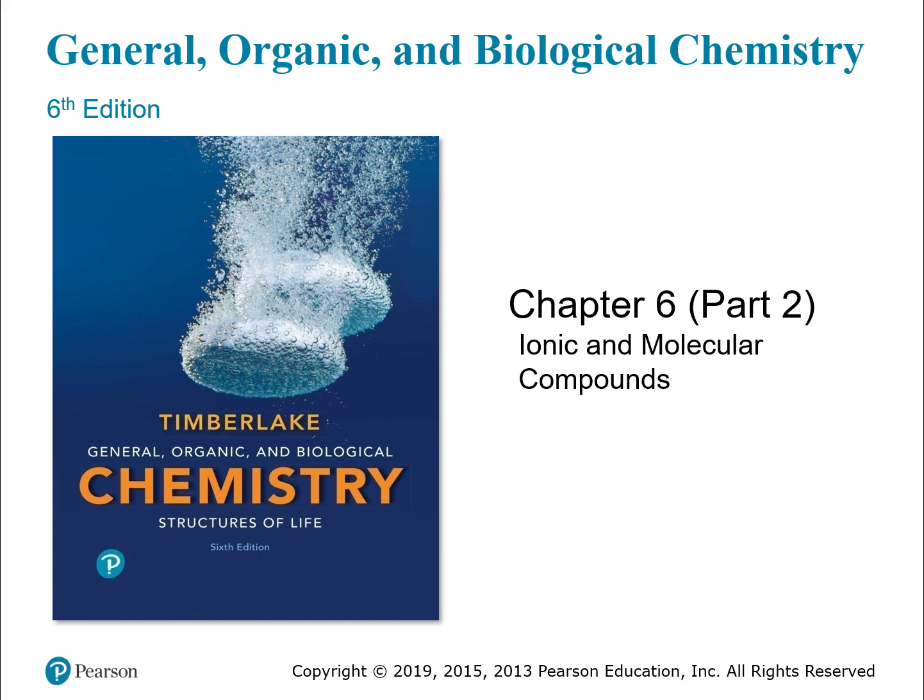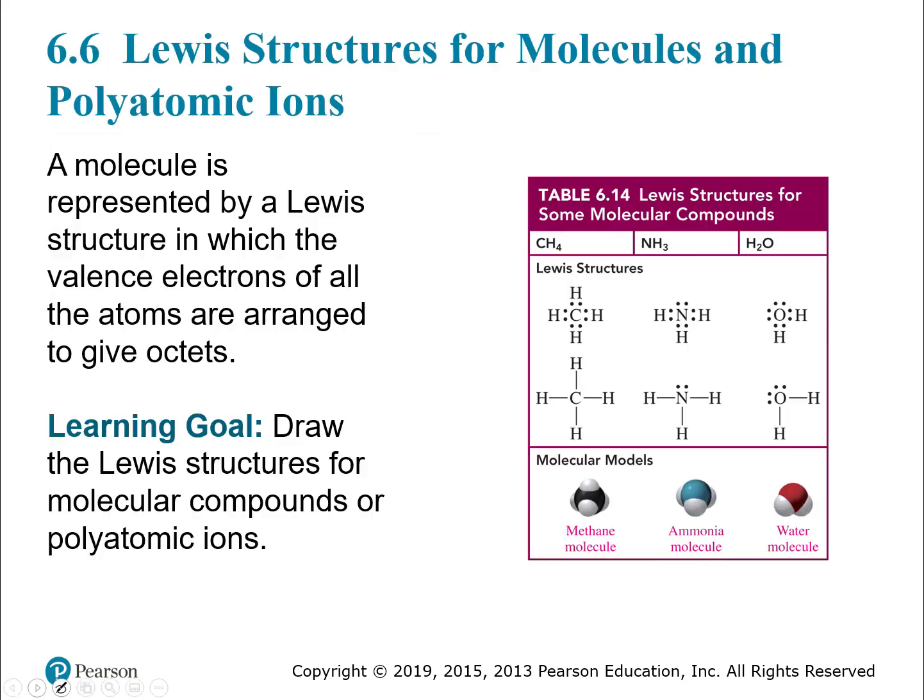In this part of Chapter 6, we're going to be talking about some of the characteristics of these compounds. We're going to cover electronegativity, we're going to cover Lewis structures for compounds, and some other things that we can get some information from these different chemical formulas. We're going to start with writing Lewis structures for molecules and polyatomic ions.